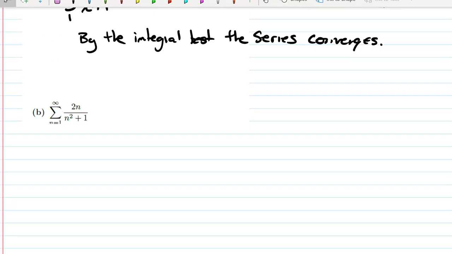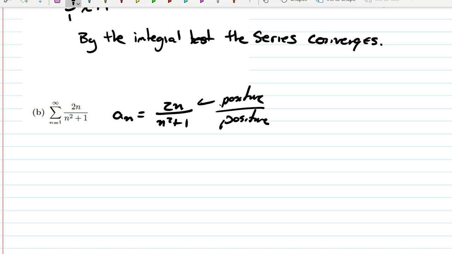All right, let's take a look at our next example. So we want to do the same thing. This time our a_n is 2n all over n squared plus 1. For n greater than or equal to 1, the numerator, a positive times a positive, is positive. And n squared plus 1, a positive plus a positive, is a positive. So we once again have a positive divided by a positive, which is positive. So a_n is always greater than 0.